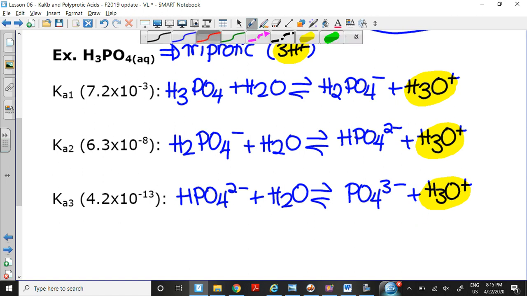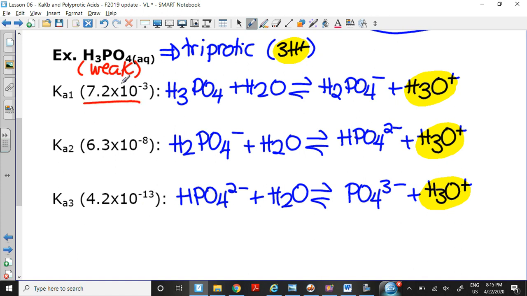Now, one more thing worth mentioning before we finish. What's going on with these K values? This is a weak acid, so right away you can see all of the K values are small. But why do they get progressively smaller? This is the initial K value, 10 to the negative 3, small but not ridiculously small. You can imagine when it comes to making some of this first ion, there's not going to be a lot made. Then it's going to further ionize.